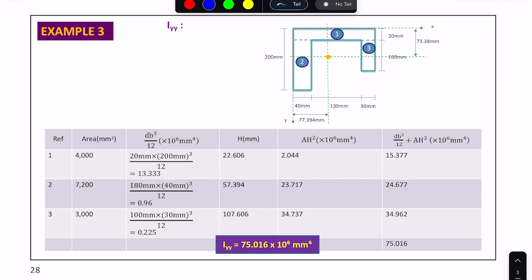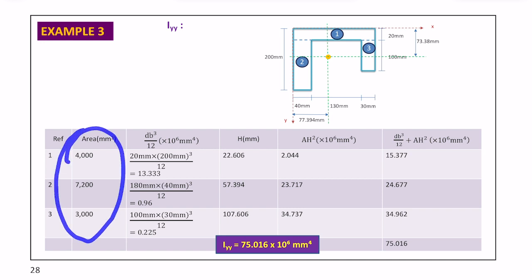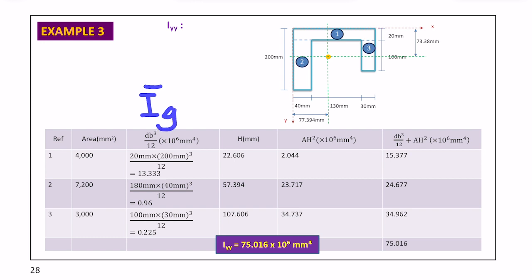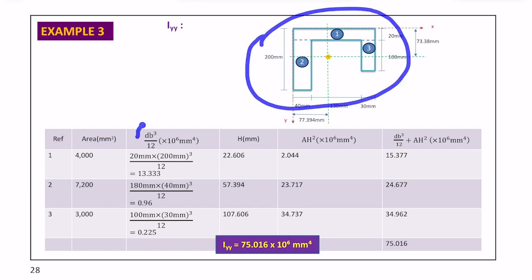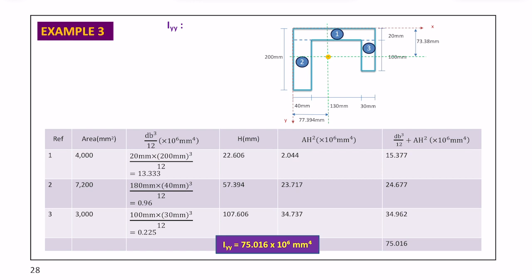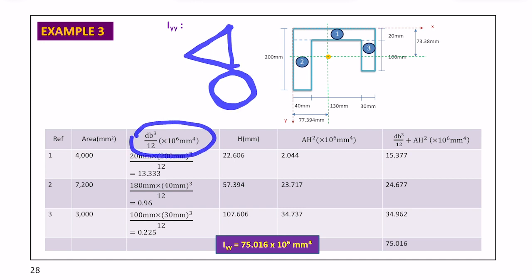Next, we need to find the IYY. You can just pick up the area from the previous centroid calculation and calculate the I bar y, which is this one, db cube divide with 12, because all our sections are rectangles, so we fix this formula. If the section is another type, for example round, then this is not the formula.